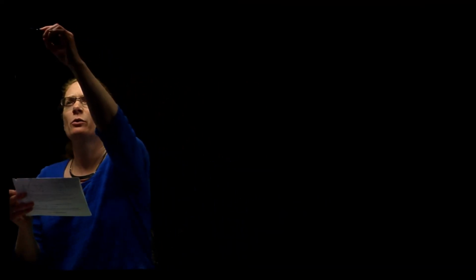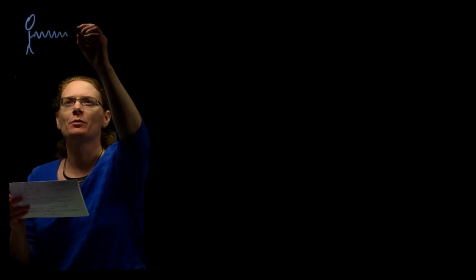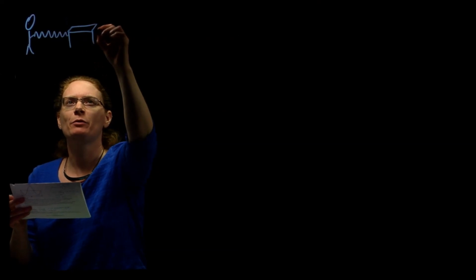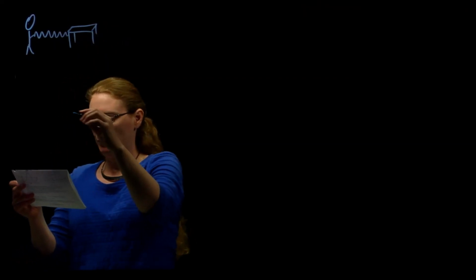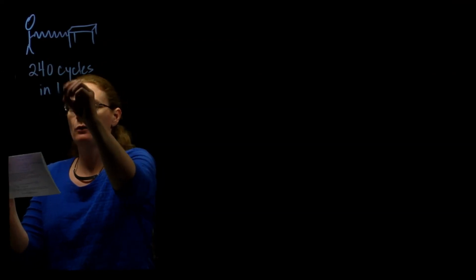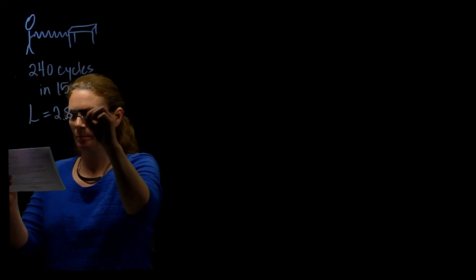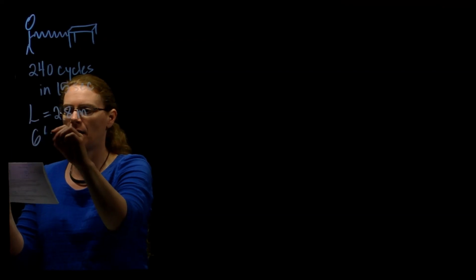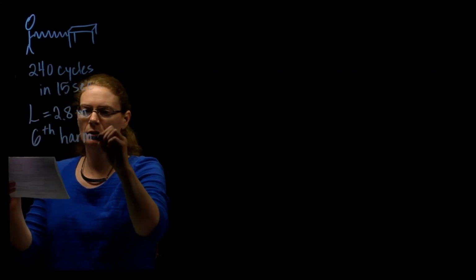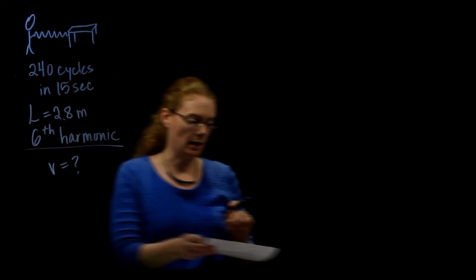All right, so our typical process, let's write down what we know, draw a picture. So we have a rope being shaken. I'm just going to say it's tied to a table. There, my beautiful table, right? And we know that it makes 240 complete cycles in 15 seconds. The length of the rope is 2.8 meters. The measurements are made for the 6th harmonic. And the last thing is, what do we want to know? We want to know what the speed of the waves is on the rope.